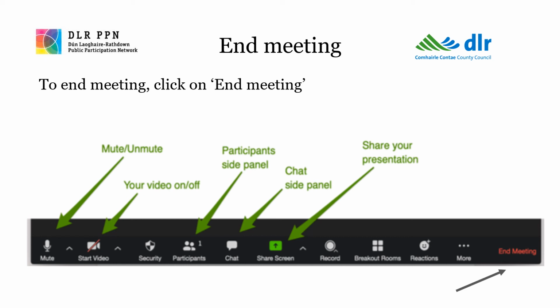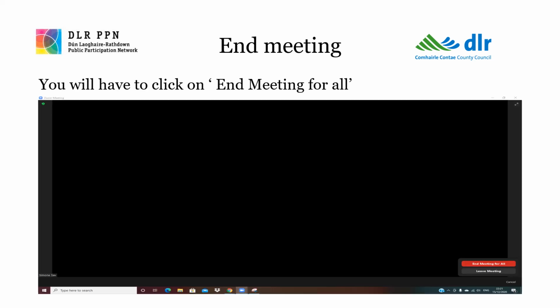If you want to end the meeting, you click End Meeting. And you will have to select End Meeting for All or Leave Meeting. If you are the host and you want the meeting to continue, you just say Leave Meeting and somebody else will automatically become the host. If you want to end the meeting for all, you just click on the red button.